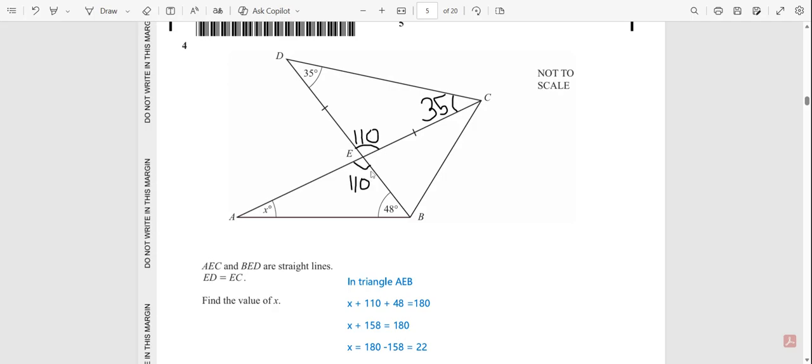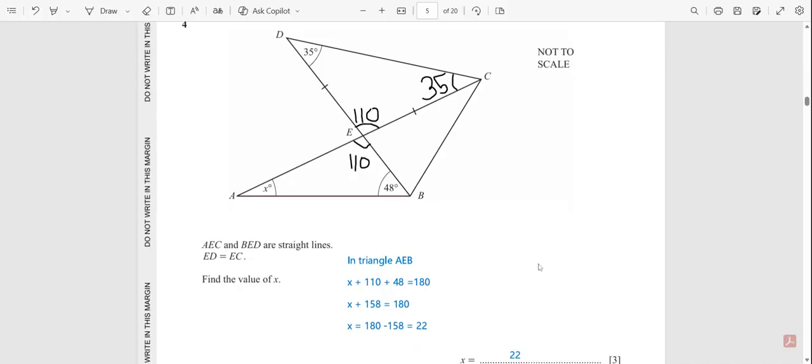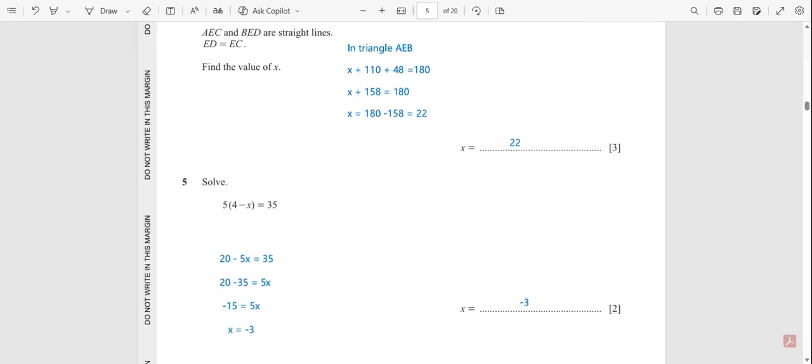If this is 110, this is also 110. Vertically opposite angles are equal. So in triangle AEB, x plus 110 plus 48 is equal to 180. X plus 158 is 180. X is 180 minus 158, that is 22 degrees. So this is how you calculate the angle.